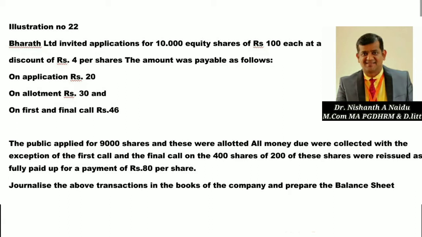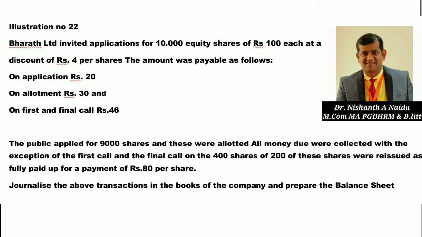Out of that, one who holds 400 shares in the company did not pay his first and final call. Here he has given first and final call together, so you should consider the same first and final call. The 400 shareholders failed to pay the first and final call money.